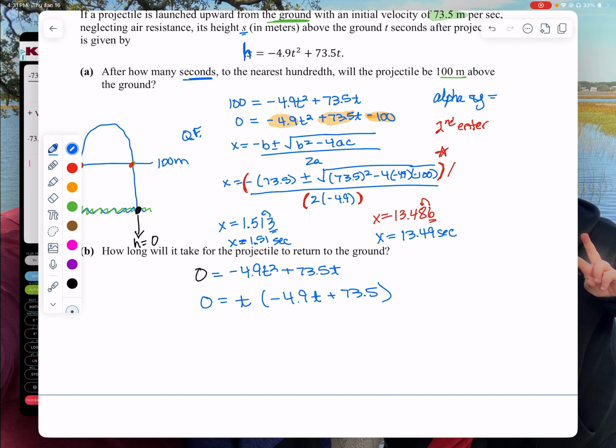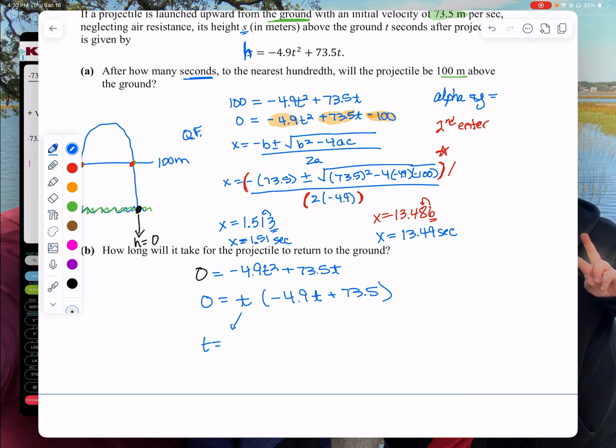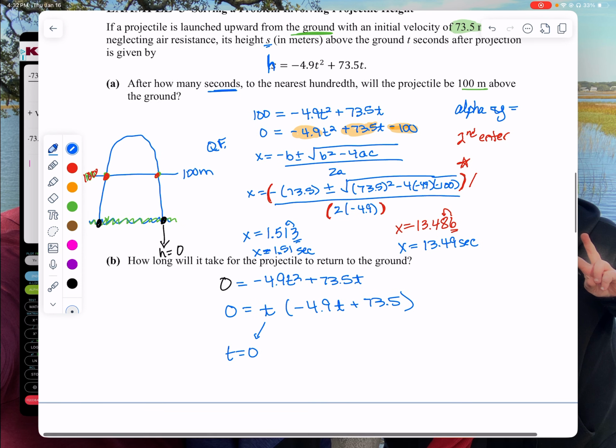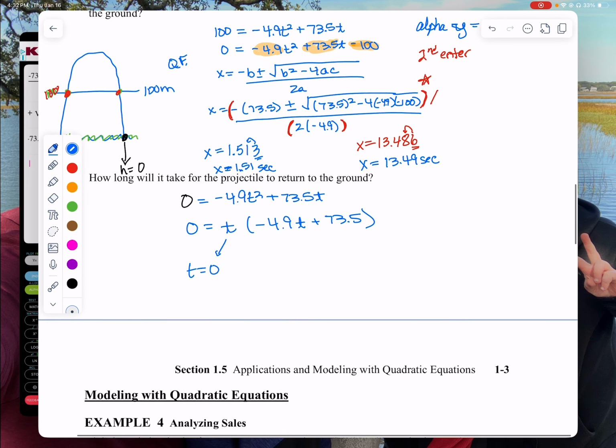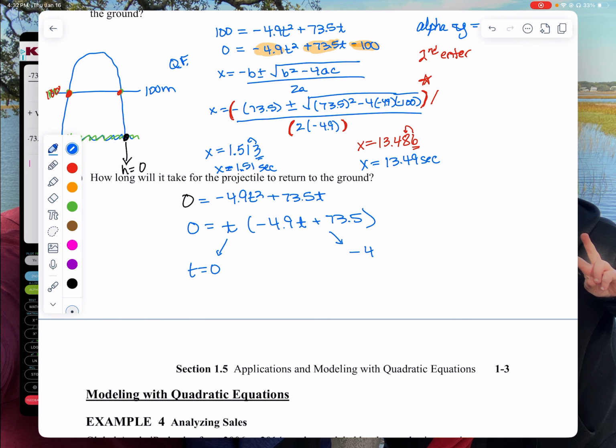All right, so now I have two things I'm going to set equal to 0. This one, t equals 0, which makes sense because time is 0 here, right? And then this one: negative 4.9t plus 73.5 is 0. Move that 73.5 to the other side, making it a negative, and then divide. When you divide, believe it or not, you're going to get something sort of nice. I think it's 13 seconds. Let me double check. 15 seconds. So it's going to land in 15 seconds.